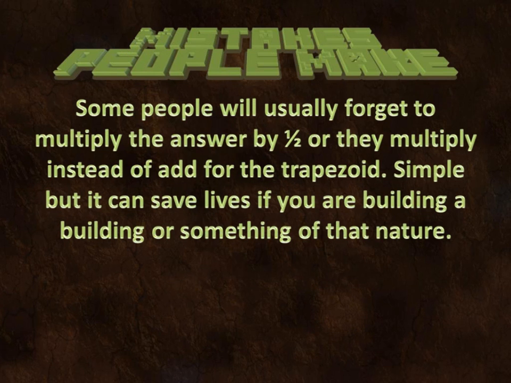Yay! Alright. Some common mistakes people will usually make is they will forget to multiply the answer by 1/2, or they multiply instead of add for the trapezoid bases. Simply because you make mistakes, but it's human nature. And hopefully you can go back and check your answer, you find your problem, you fix it. Voila! Happy days.